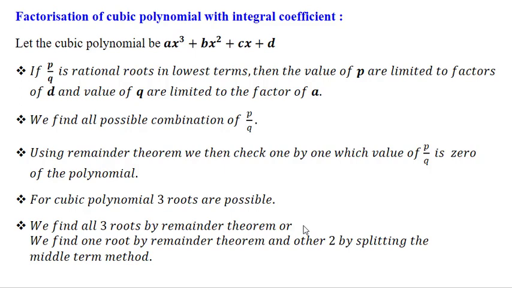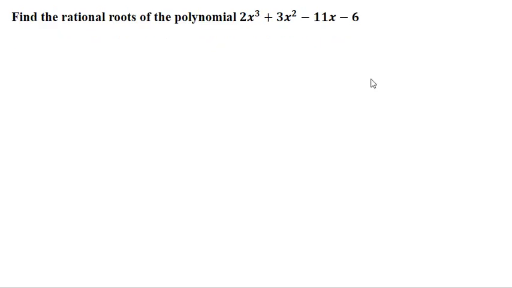This is one method. Or we find one root by remainder theorem and the other 2 roots by the splitting the middle term method. We have already seen how we factorize using the splitting the middle term method. Right? Let us understand this with the help of one example. Find the rational roots of the polynomial 2x cube plus 3x square minus 11x minus 6.